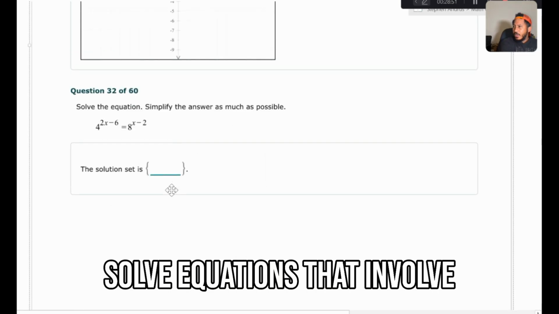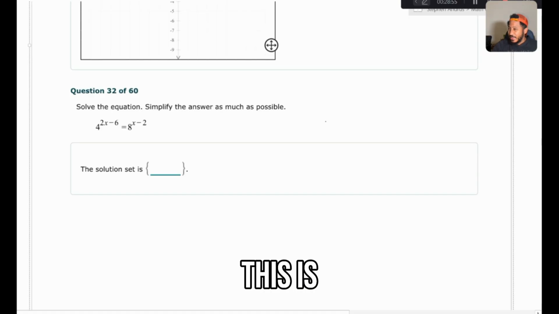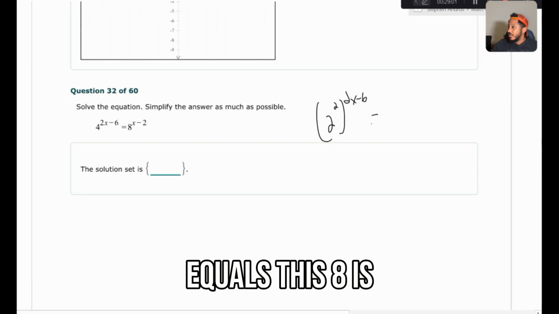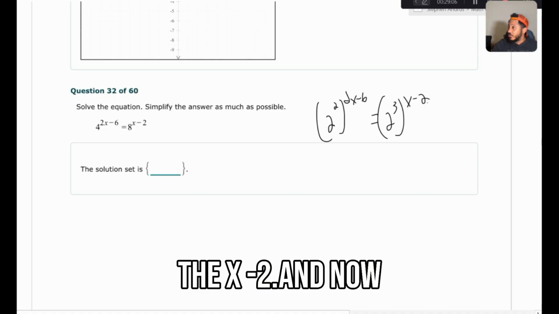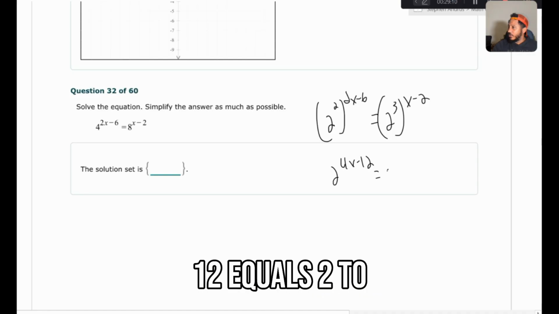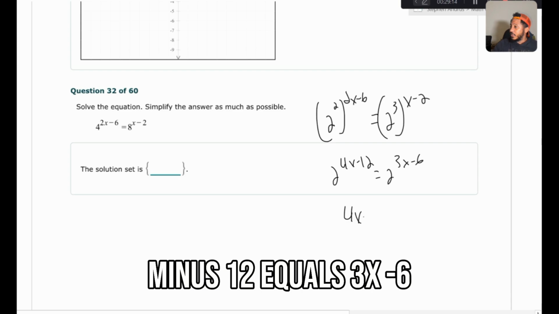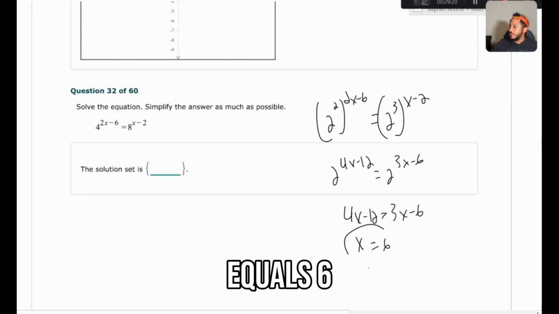All right, then we have to solve equations that involve exponentials. Like here, we try matching the bases, right? So here, this 4 is base 2. 2 squared to the 2x minus 6 equals, this 8 is 2 cubed, so 2 cubed to the x minus 2. And now we can multiply those powers. So we get 2 to the 4x minus 12 equals 2 to the 3x minus 6. And now the bases go away. So we get 4x minus 12 equals 3x minus 6. Subtracting 3x, we get x. Adding 12, we get equals 6. So that'd be our solution.